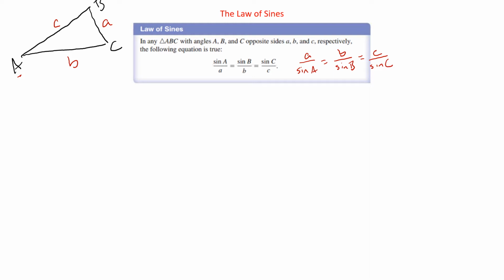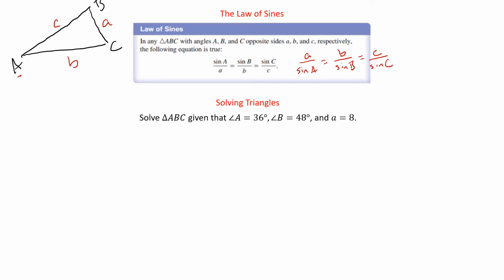So what can we do with this? We can solve. So to solve a triangle, you need to find all three sides and all three angles. You will already know three pieces of information. So you just have to find the other 3.